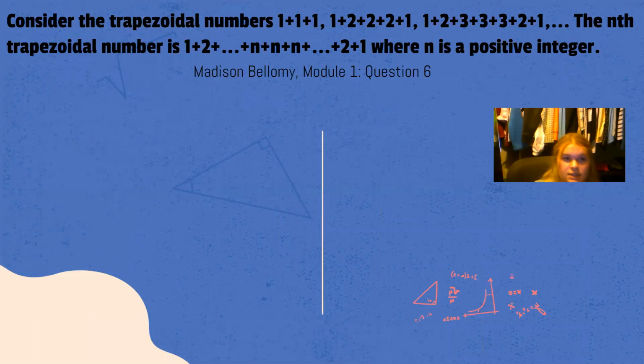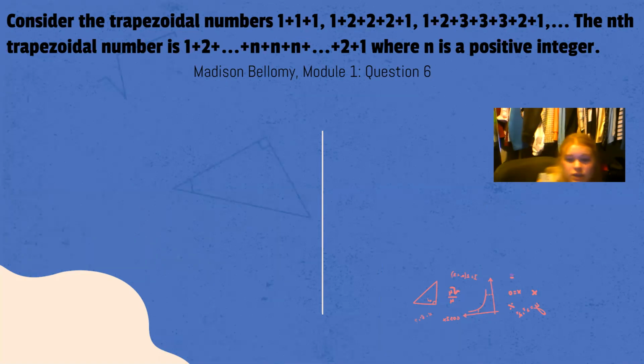Okay, question 6. Consider the trapezoidal numbers 1 plus 1 plus 1, 1 plus 2 plus 2 plus 2 plus 1, 1 plus 2 plus 3 plus 3 plus 3 plus 2 plus 1, etc. The nth trapezoidal number is 1 plus 2 plus etc. plus n plus n plus n, etc., where n is a positive integer. So here it is asking us to create the trapezoidal numbers.